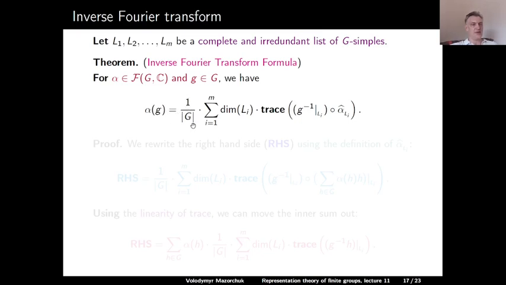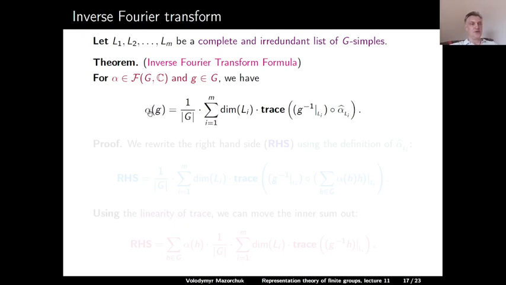1 divided by the cardinality of G times the sum over all i from 1 to m, the dimension of Li times the trace of the linear operator given as follows. We should take the Fourier transform of alpha relative to Li and postcompose it with the linear operator which describes the action of g inverse on the module Li. So this is the inverse Fourier transform formula.